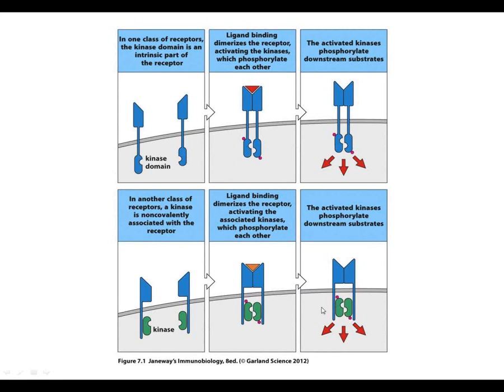Other types of receptors, T and B cell receptors being two of them, are associated with other things that start the signal. So you have your receptor, and you have the same extracellular part that binds. You have the transmembrane portion, and then the intracellular part is actually just non-covalently associated with, or near, the kinases that propagate the downstream reaction. Okay.